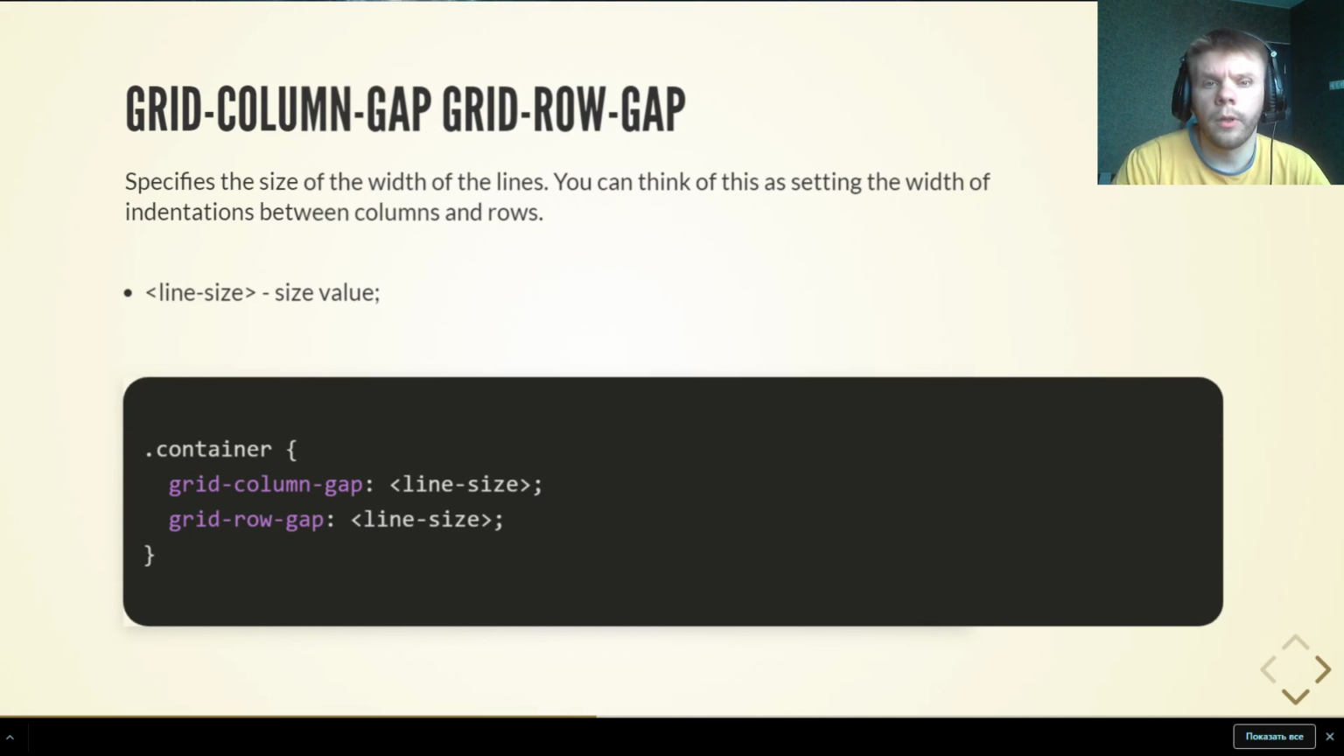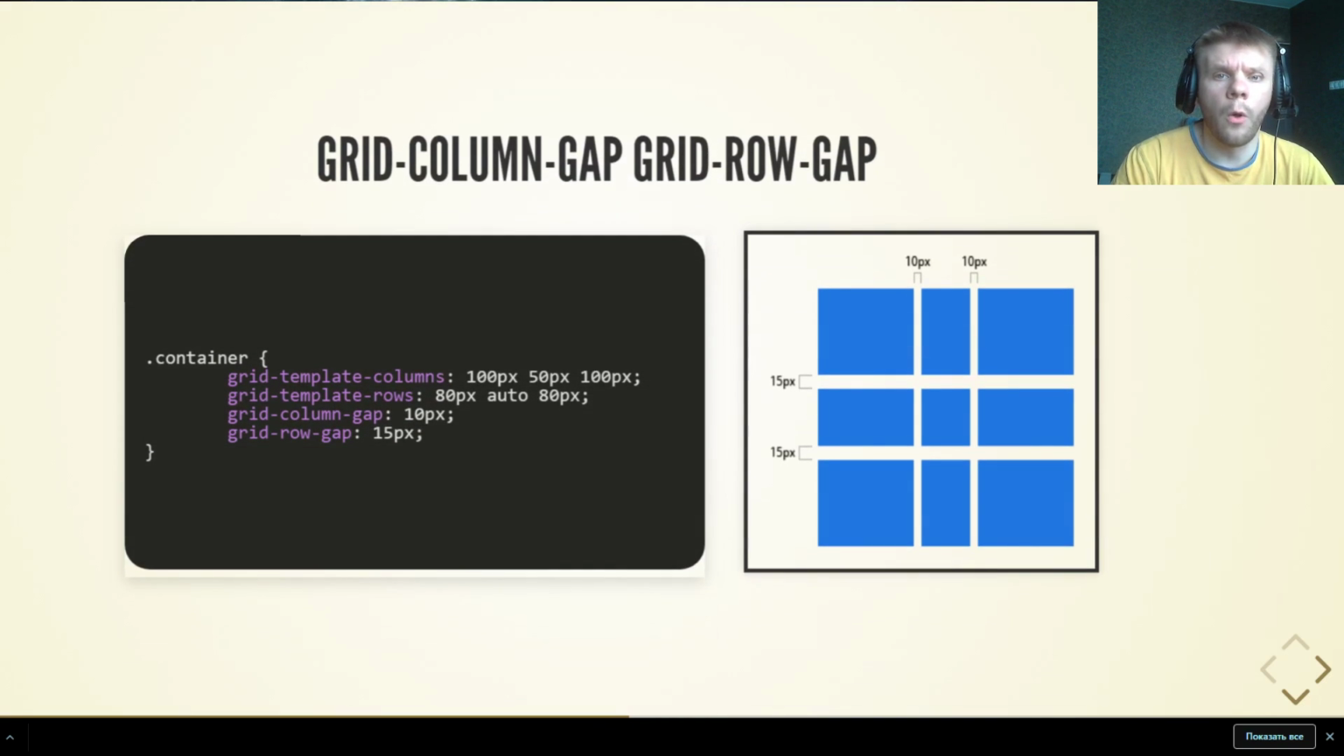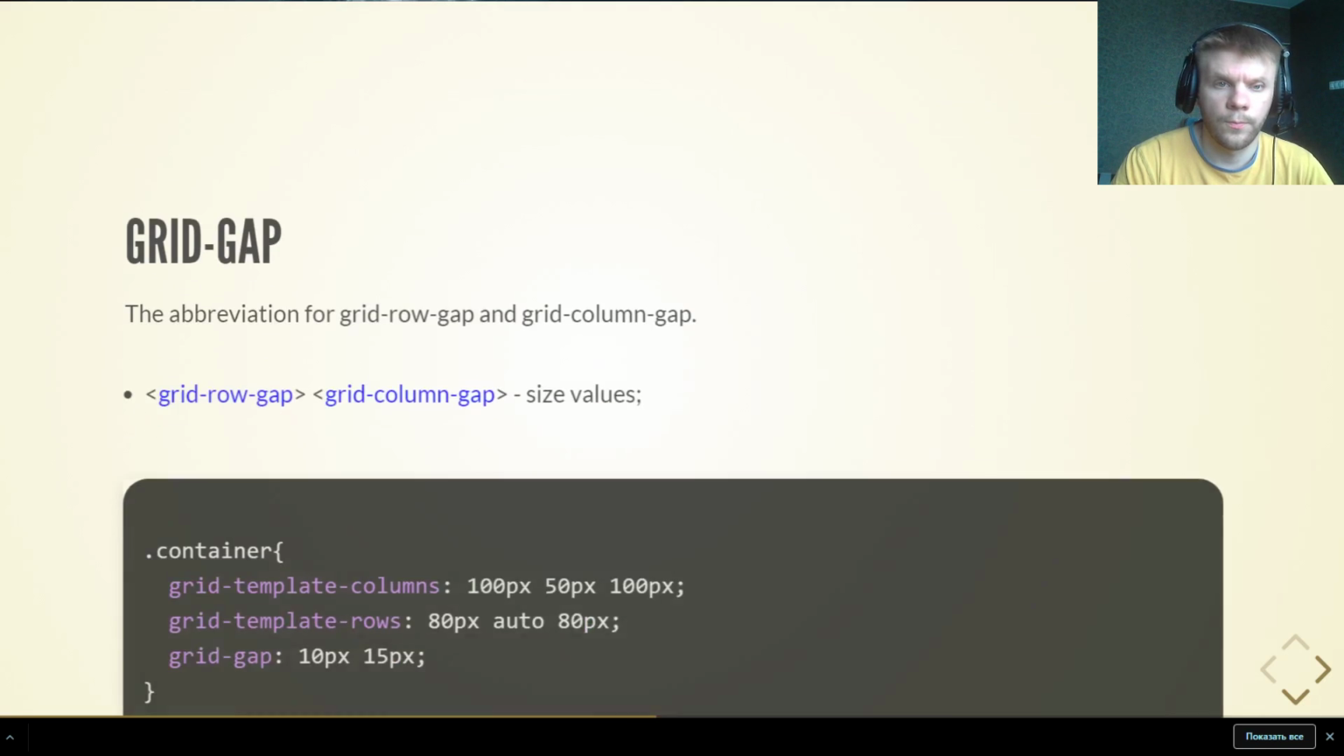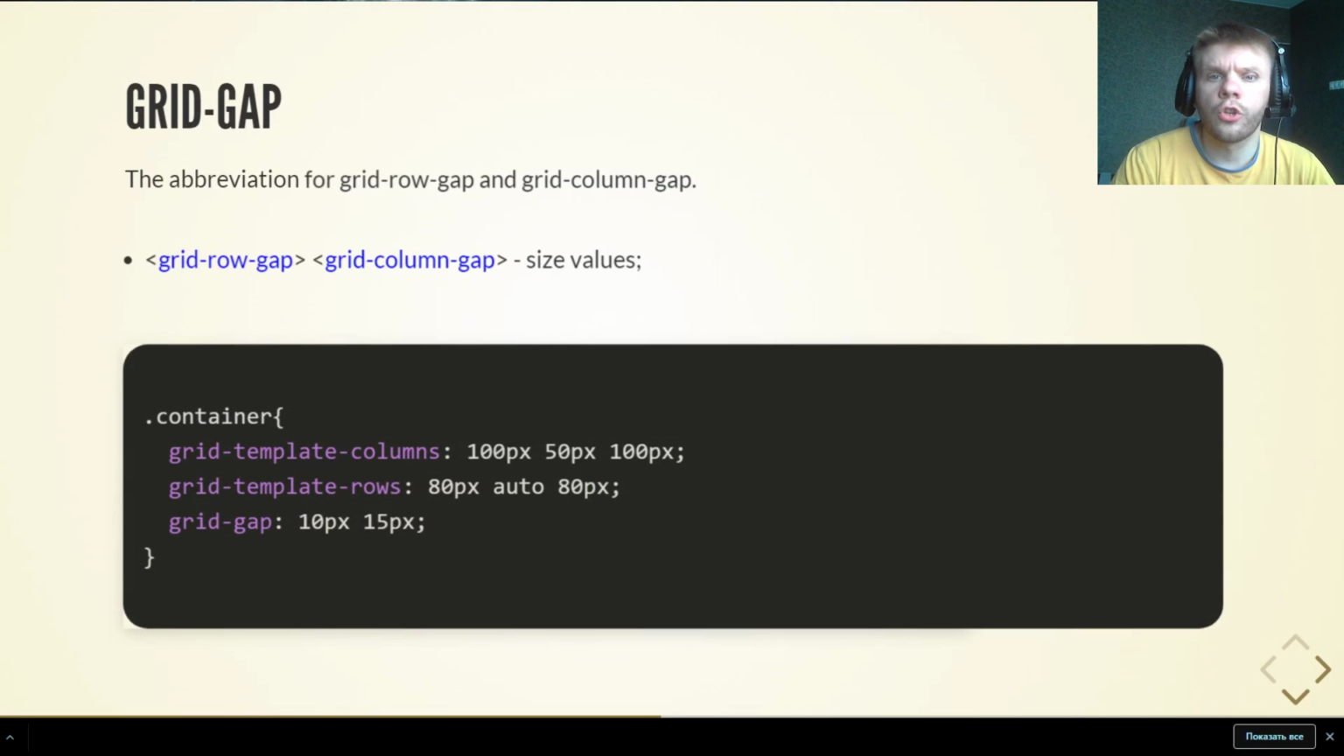Grid column gap and grid row gap specify the size of the width of the lines. You can think of this as setting the width of indentation between columns and rows. Here we see how this code works. You can use a short gap recording like this.